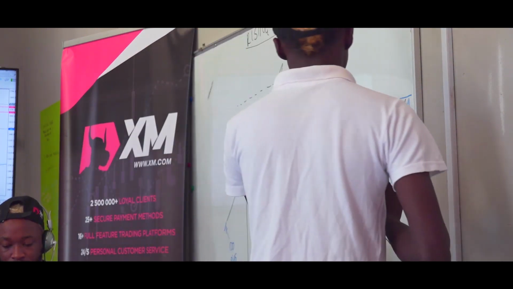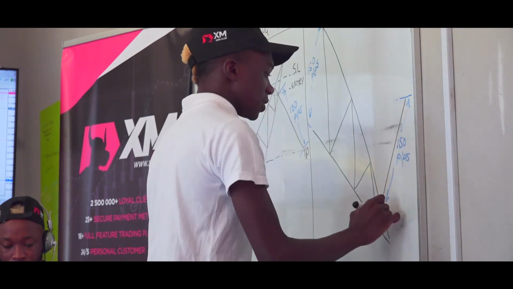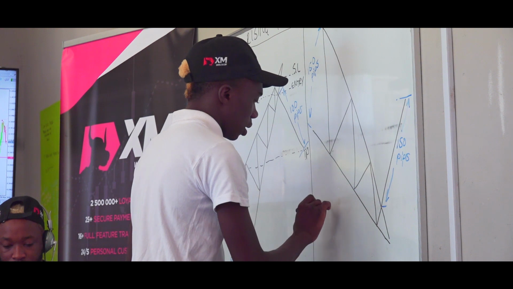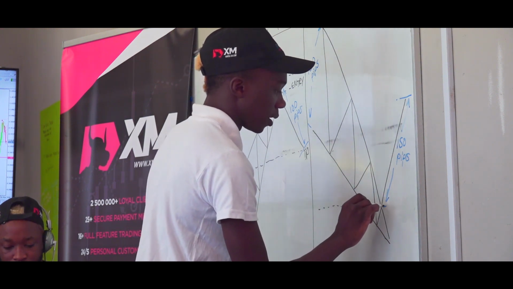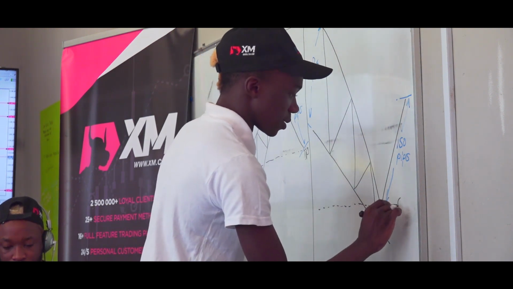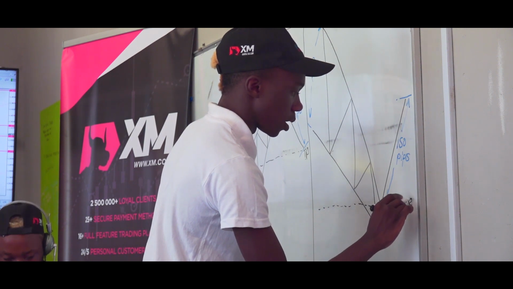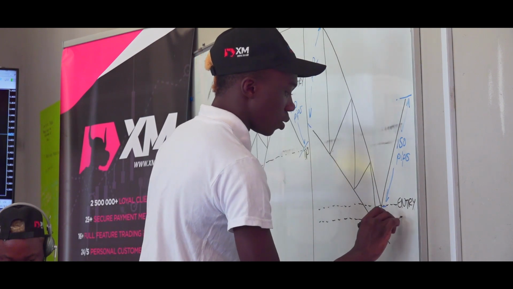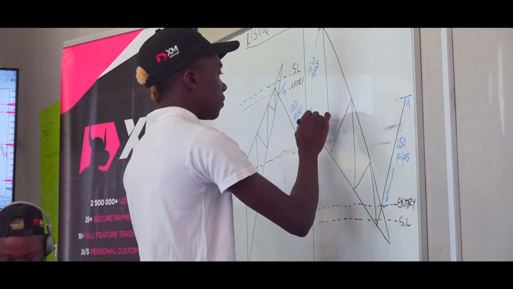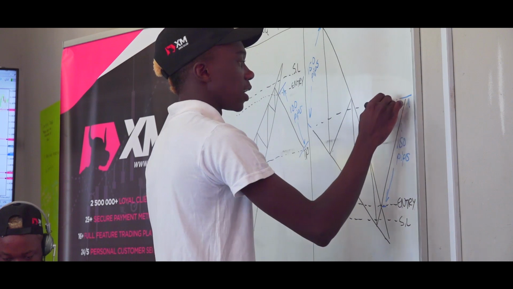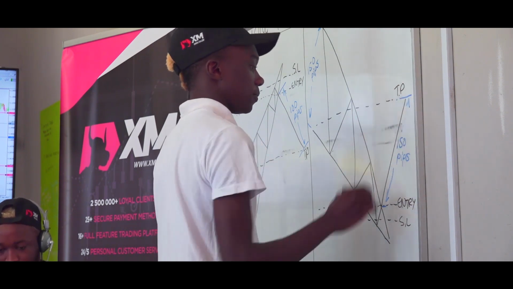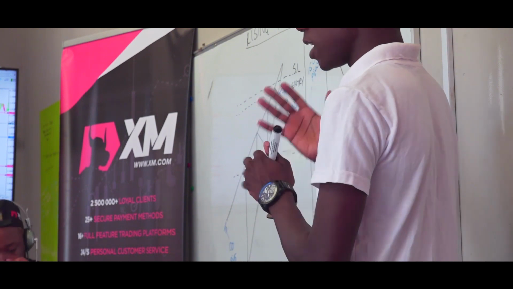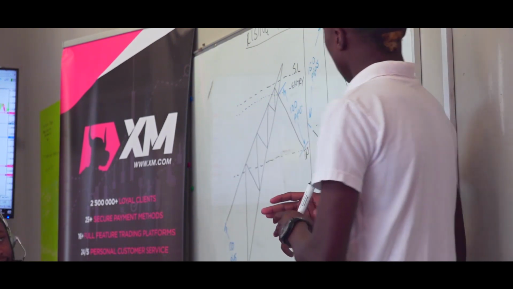Right? Then for your falling wedge, this is how it would look like. Your entry, same thing. It's on the break of the resistance. So this would be your entry. Your stop loss just below that. Your take profit is the target there. Cool?